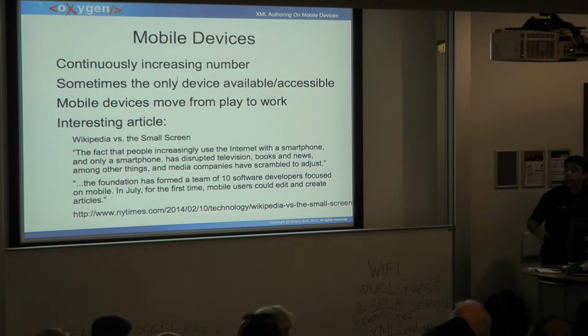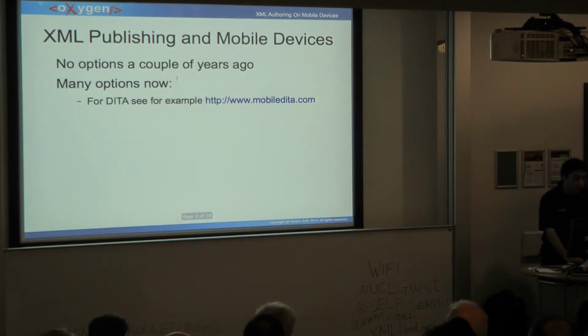So you've seen this trend of moving into mobile devices. Wikipedia also provides an application for this. Publishing for mobile devices did not exist a few years ago. Now there are many options for going from DITA or from DocBook to a mobile-friendly format.